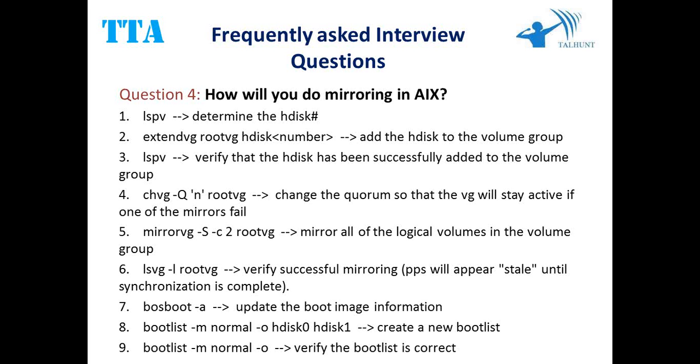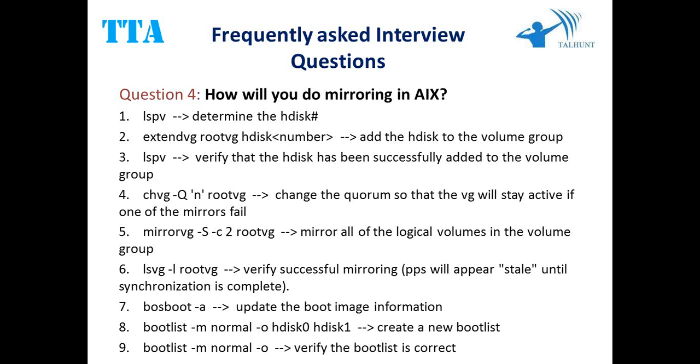Initially, all the PPs will show as stale until the full synchronization has happened. Once the sync has happened, you will find a doubling of PPs to LPs. So if the copy count is 3, then you'll find 3 PPs per LP.